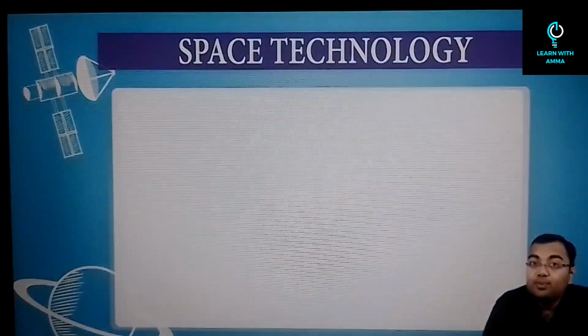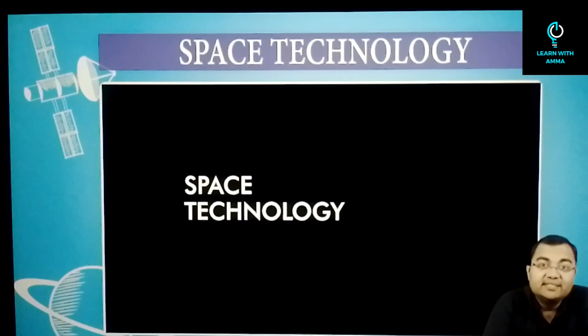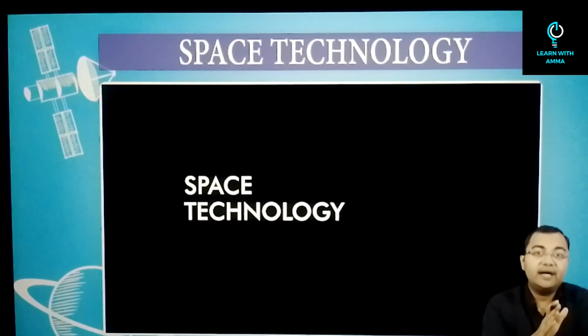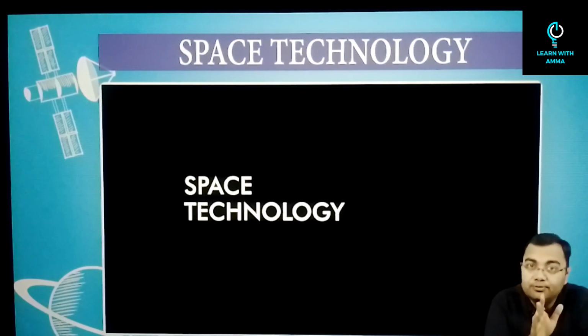To start with the first module of science and technology, and this is space technology. Now, when you look at space technology, strictly speaking from your examination perspective, this is the most important module that we are going to cover. If you go back to past papers, whether your prelims examination or your mains examination, you will find that a large number of questions come from here.